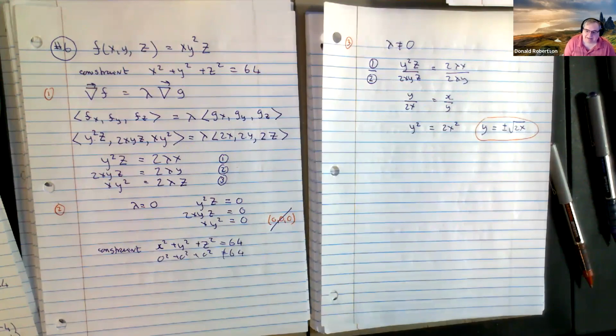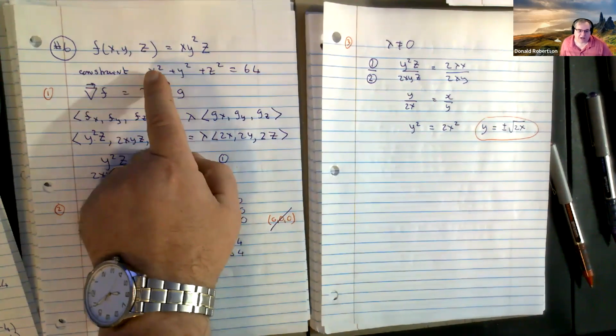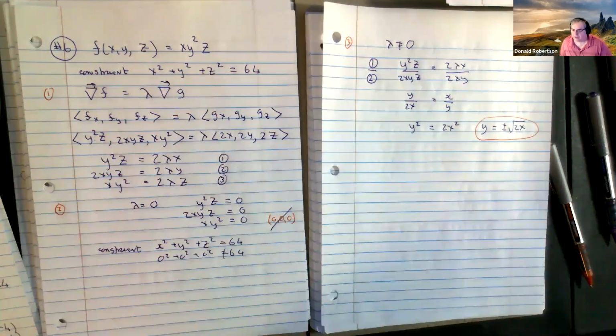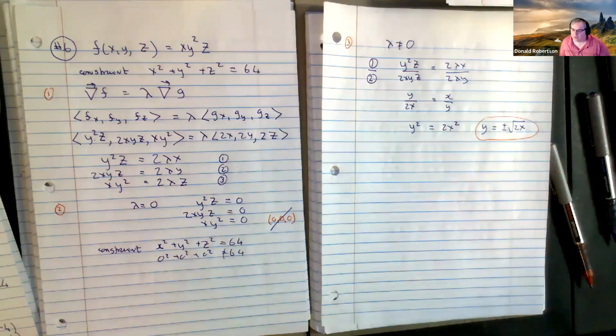But I can't use that in the constraint yet. And the reason I can't use that is there's 3 variables. And right now, even if I replace the y, I'd still have some z's floating around and I wouldn't be able to solve it.